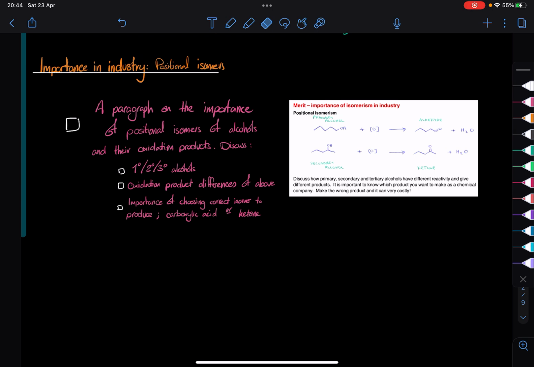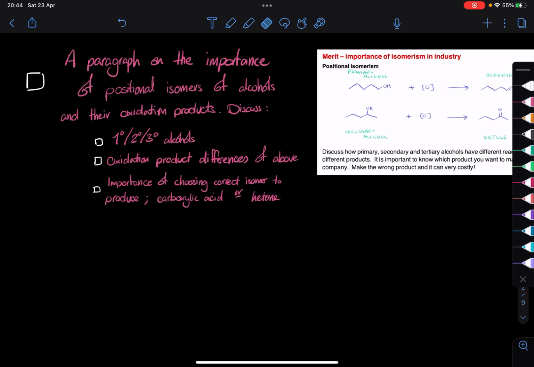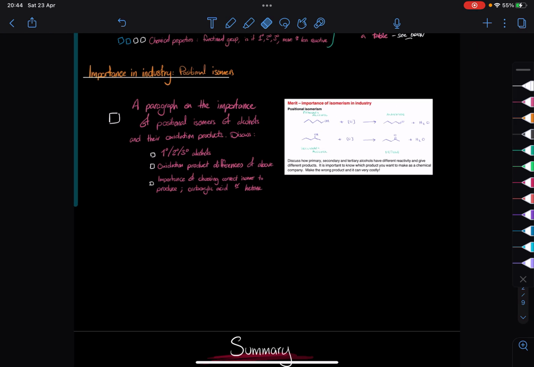For this, I want you to discuss what's a primary, secondary, tertiary alcohol. I want you to tell me what are the oxidation products of a primary, secondary, and tertiary alcohol. Is it a ketone? Is it a carboxylic acid? Is it an aldehyde? Is there no reaction? That kind of stuff. And then finally, relate that to the importance of choosing the correct isomer to produce a carboxylic acid or a ketone. So if you're a company, which one of these primary, secondary, tertiaries would you want to use in order to form carboxylic acids or to form ketones? And put that together in a paragraph for me. And you can use a diagram if you want as well.